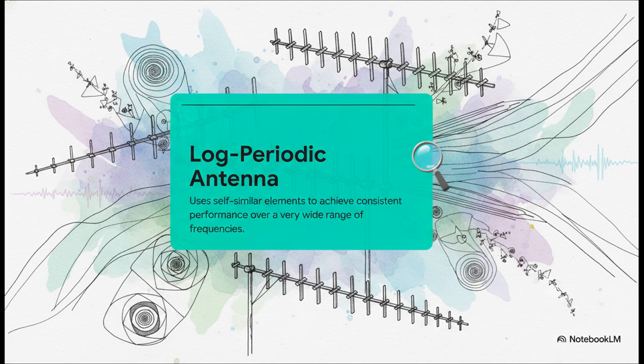Now, what if you need to solve the Yagi's narrow bandwidth problem? Well, for that, we have the log periodic antenna. It might look a little similar, but it works in a completely different way. All the elements are driven, and their sizes follow this special self-similar pattern. This allows the antenna to work really well over a huge range of frequencies. The compromise here is that you get more moderate gain in exchange for that giant bandwidth.